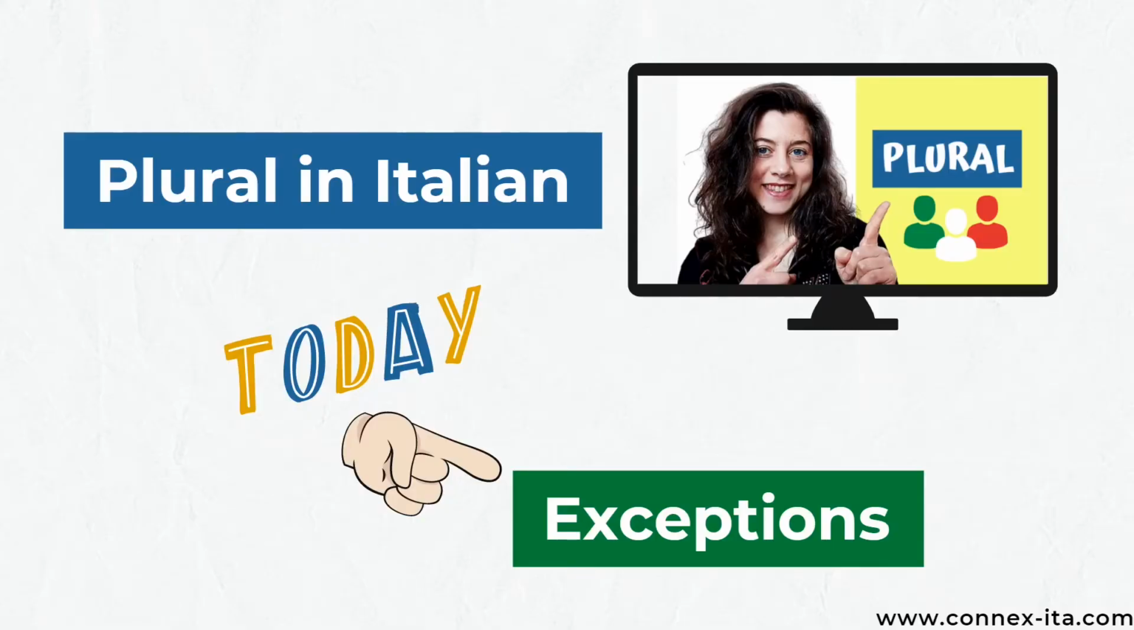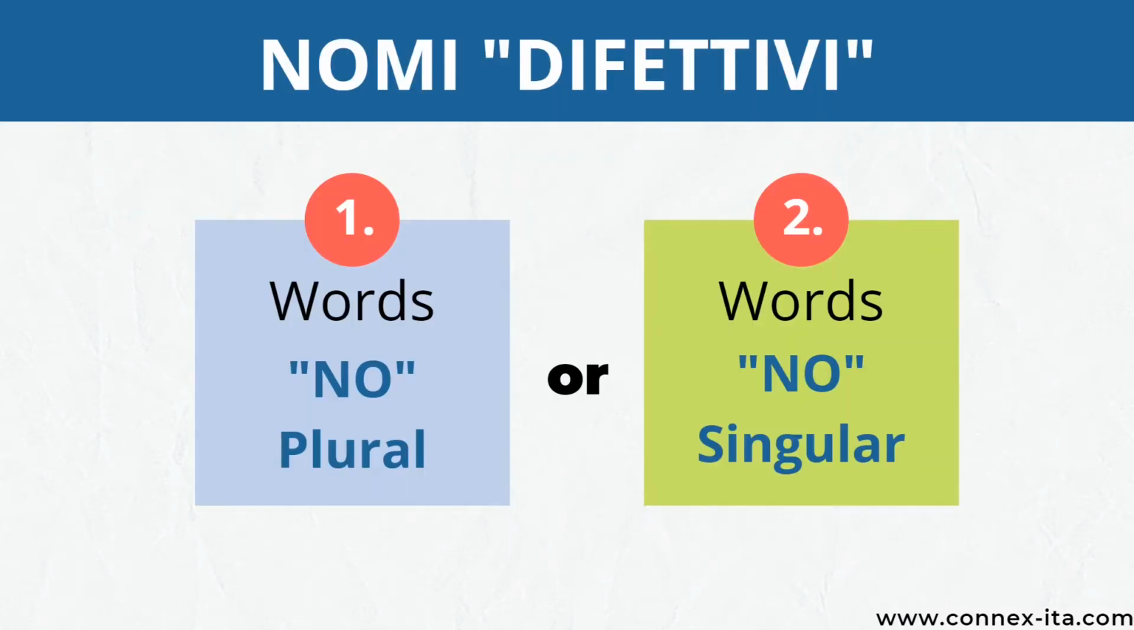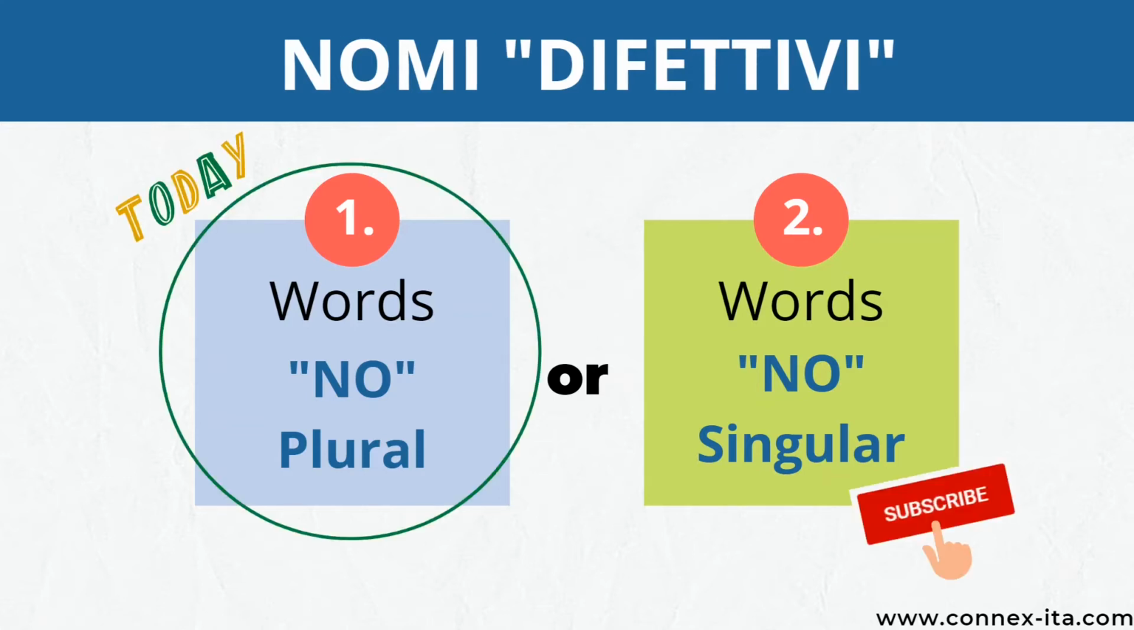Before we start, if you're not familiar with the plural form in Italian, check out this lesson first where I walk you through all the basics. That's because today I won't tell you how to turn a word from singular to plural, but I'm only gonna focus on some exceptions. In particular, we'll look at what we call nomi difettivi, which are those words missing either the plural or the singular form. In this video, we'll only see the ones with no plural, and I'll leave the second category for another lesson.